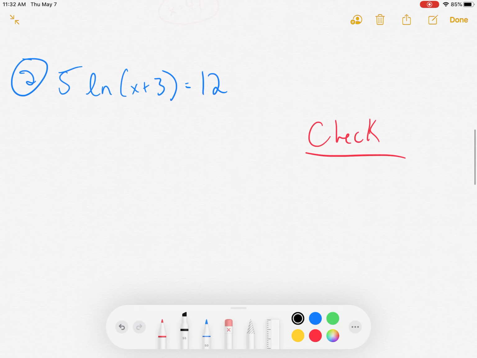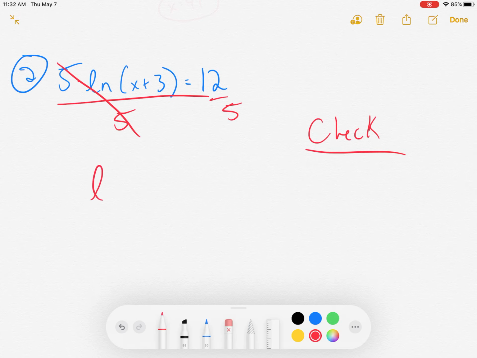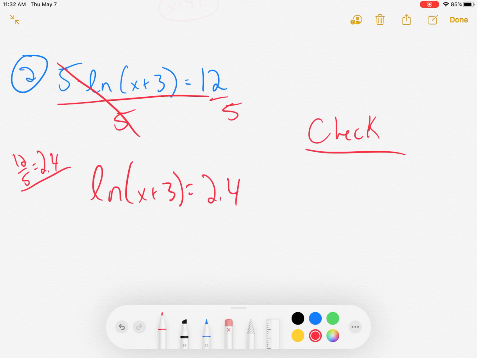Okay, moving along to the next one. This one we get 5 times the natural log of x plus 3 equals 12. Okay, our first step, we got to get our log, or our natural log in this case, by itself. So I'm going to get rid of this 5. I'm multiplying. How do you get rid of multiplying? Divide, cancel. The natural log of x plus 3 equals 12 over 5. And 12 over 5 equals, plug it in the calculator, 2.4. So I'm going to say it equals 2.4.